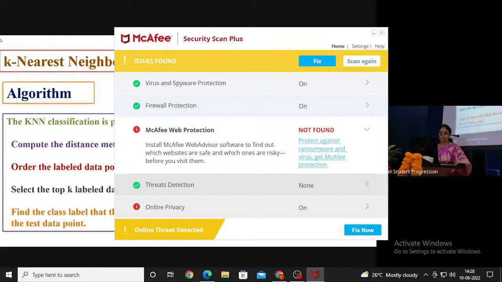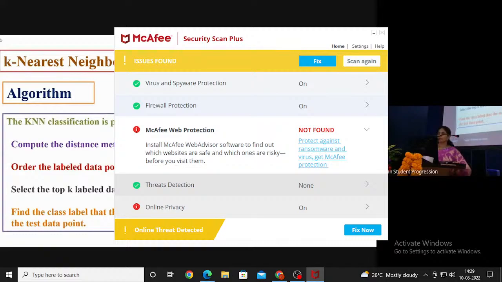Now, if I look at the k nearest neighbor algorithm, whatever we have done here, I've written it in word format. It is performed using four steps. First, you compute the distance between your test point and all the labeled data points which are already available. The distance metric could be Euclidean, Manhattan, any one of the distance metrics I'll use, and I'll find the distance.